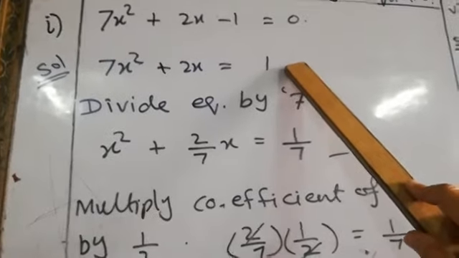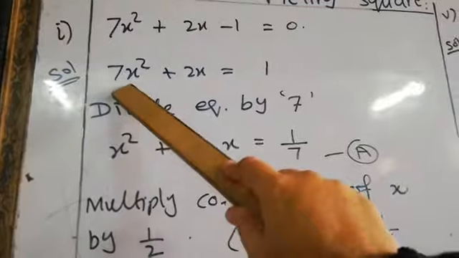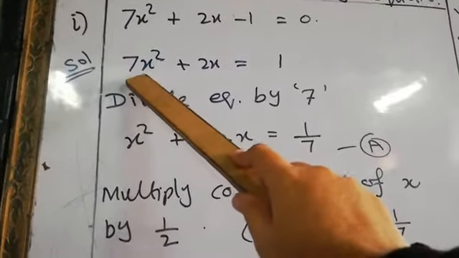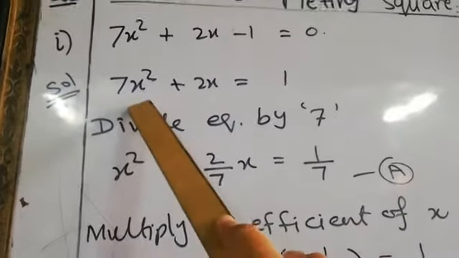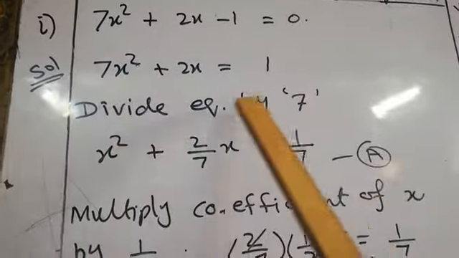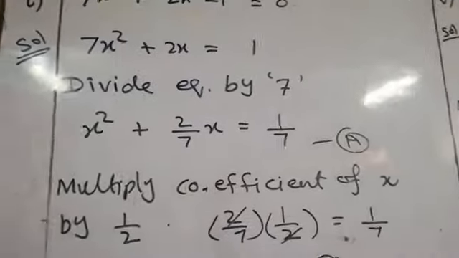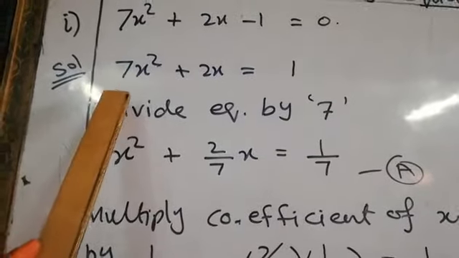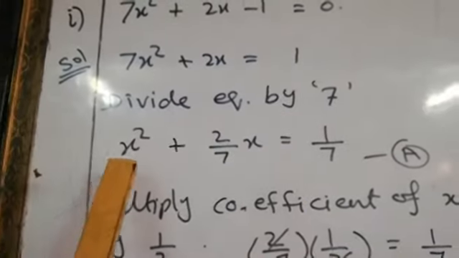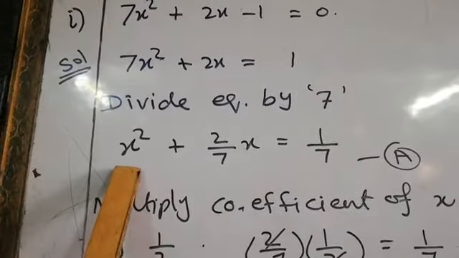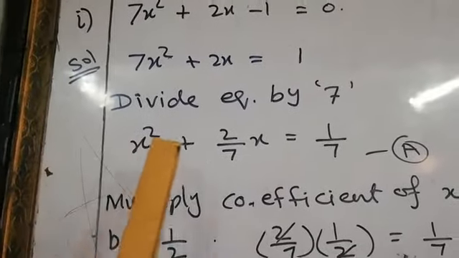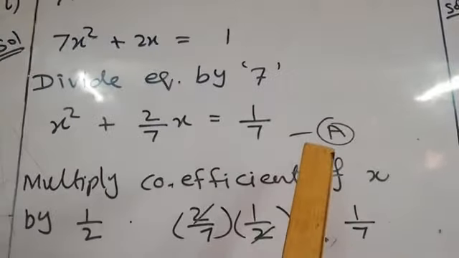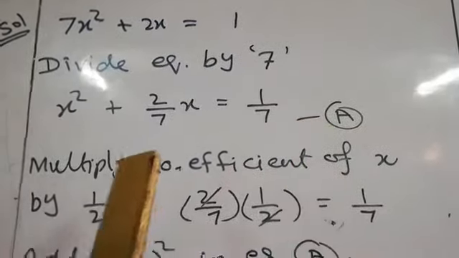Our second step is that we check if there is any coefficient attached except 1 with the x square, then we will divide the equation by that number. In this equation, you can observe that the x square is multiplied by 7. So we will divide the whole equation by 7, and then we will get x square, because 7 will be cancelled. X square plus 2 by 7x equals 1 by 7. Name this equation as you wish, equation 1, 2 or A, as you like.